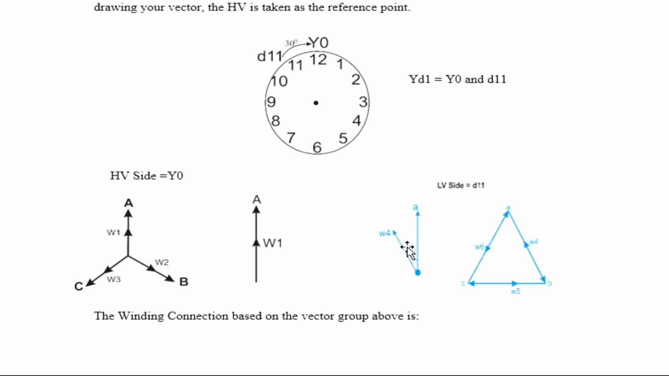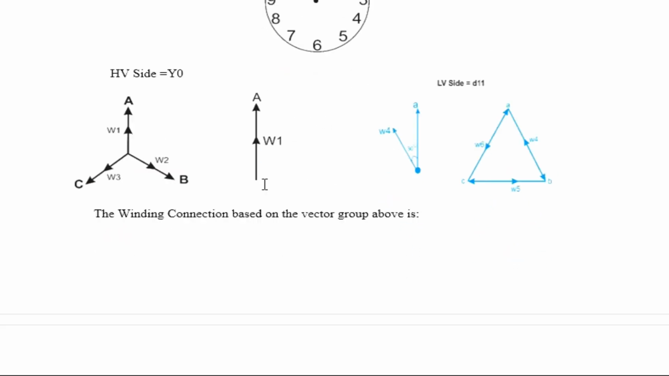On 11 o'clock, it shows that your W4 is moving on your B part. Your W5 is moving away from your C part. Your W6 is moving away from your A part. In that case, you can draw your windings accurately. I hope that is understood.